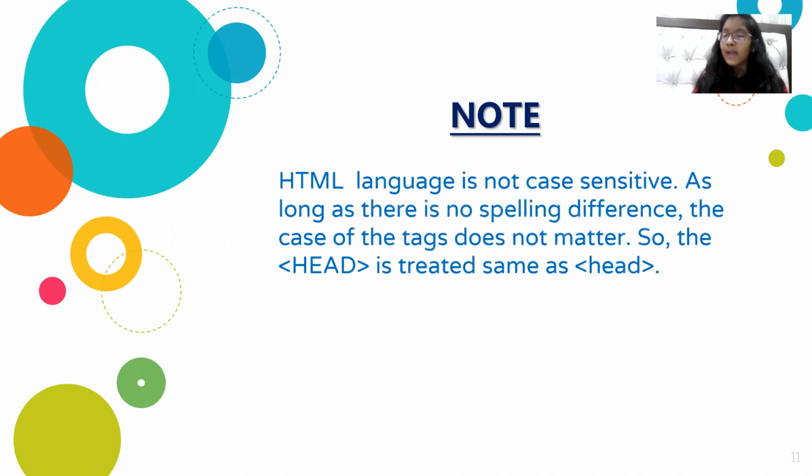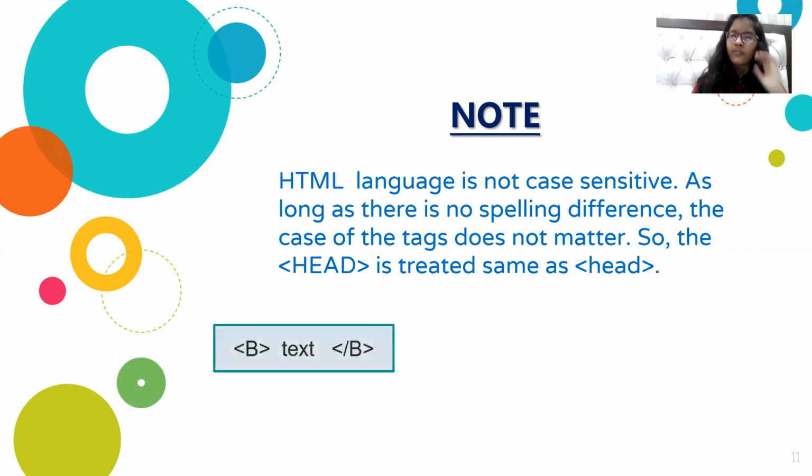Now, HTML is not at all case sensitive. Case sensitive means whether you write in capital or small letters. It doesn't matter as long as there is no spelling difference. The case of the tag does not matter, but your spelling should be correct. You can see the example: head I have written in capital on one side and in small letters on the other. Capital is okay and small is also okay, but it should contain these two signs.